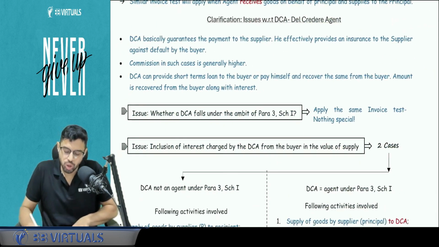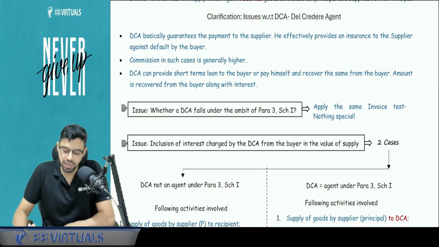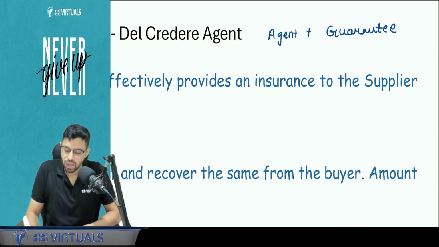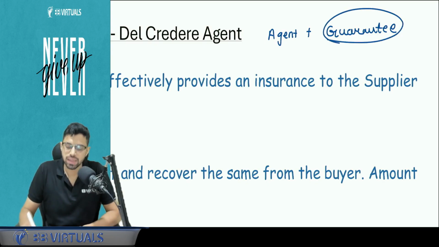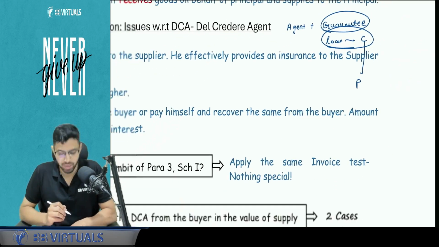Now let's talk about the issue of del credere agent. What do you mean by del credere agent? A del credere agent is an agent just like a normal agent, with a guarantee of payment to the supplier. How is the guarantee given? Basically, the DCA will give a loan to the customer and that customer will pay the money to the principal. Later on, the loan will be recovered from the customer with the interest amount.